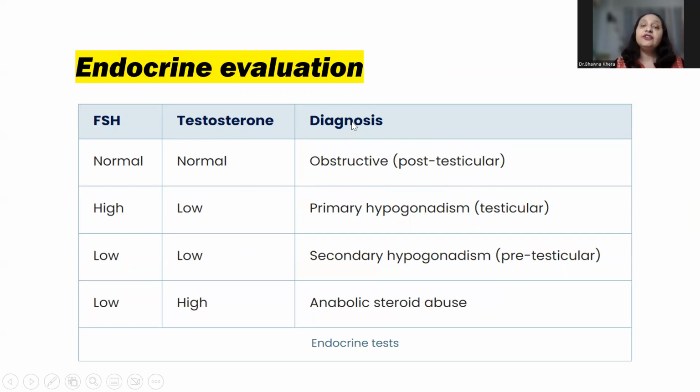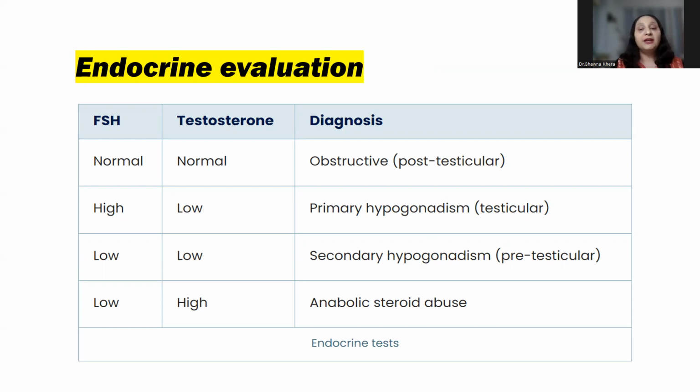Now, if the problem is post-testicular, so that means the path is defective. The FSH-LH is normal, testosterone is normal, but finally the sperms are getting produced, testosterone is also getting formed because testes is functioning normally. But there is some obstruction so that the semen is not going out. So there is normal FSH, normal testosterone, and there is obstructive or post-testicular defect.